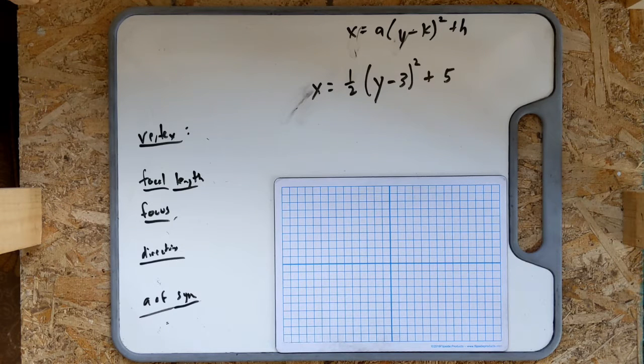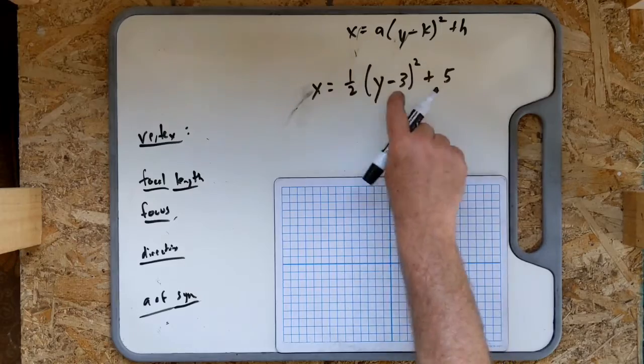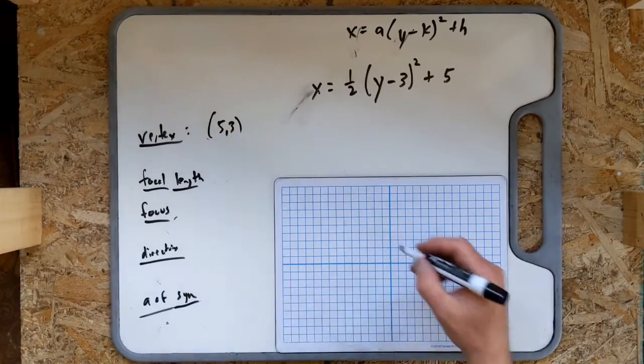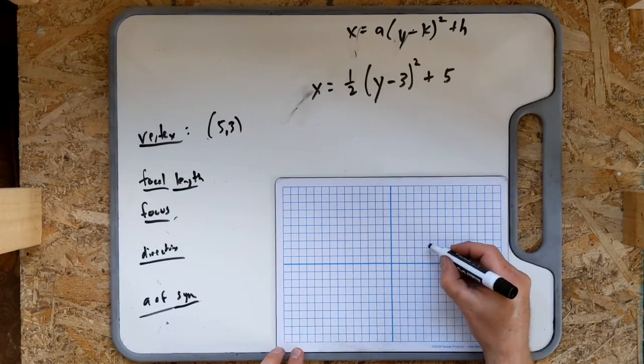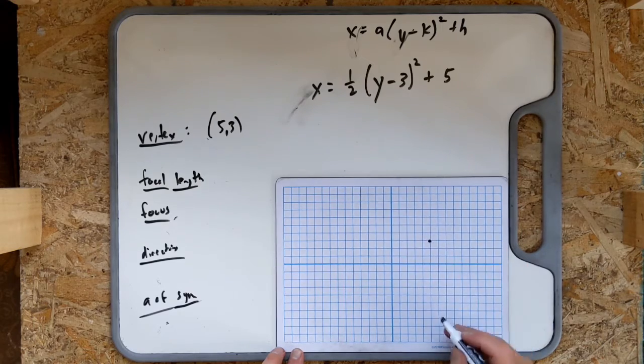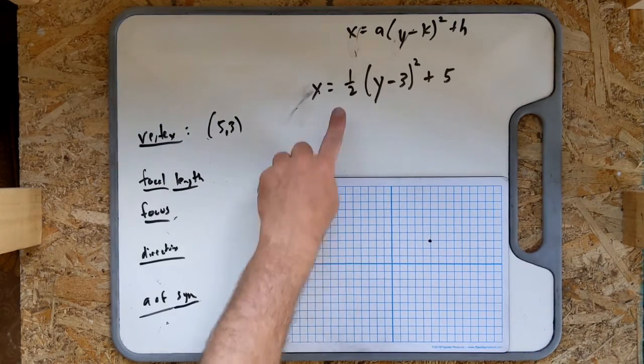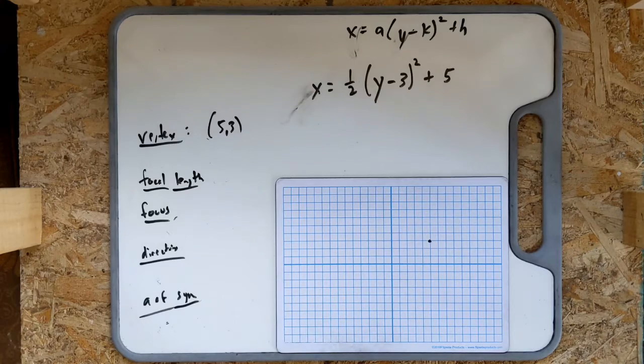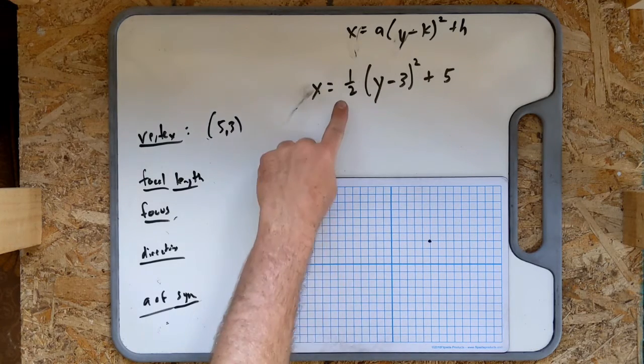Okay, if you're back, we'll start with the vertex. Vertex is 5, 3. So plot that first. 1, 2, 3, 4, 5, 3. Now the only tricky part is graphing it. It's a positive half, so it's going this way again, to the right. Opens up to the right.